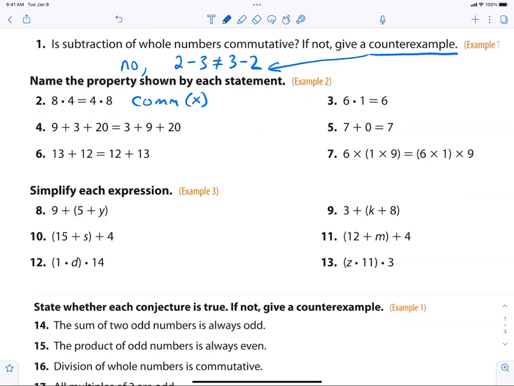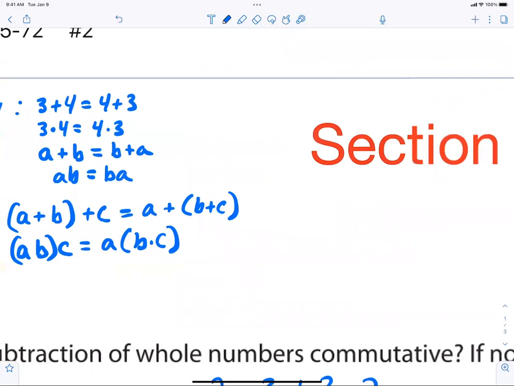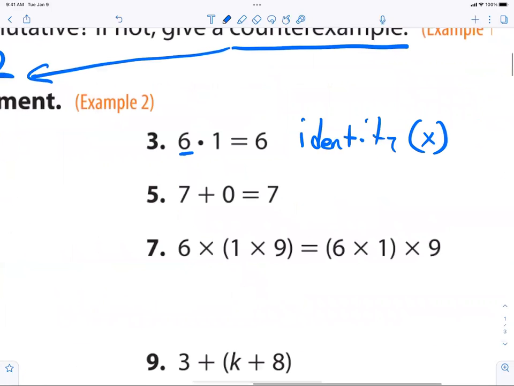Mr. Greet, number 3. Wait, what? Identity? Number 3. Identity. That's correct. So you put identity, and then you put the multiplication symbol next to it. What's the difference between identity and commutative? Order, right? Commutative property has to do with switching the order of 2 numbers. You know it's an identity if it stays the same, right? Like, look, 6 times 1 is 6. This stayed the same, so it's an identity.